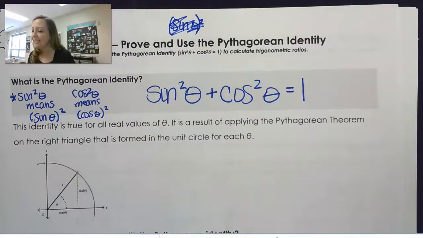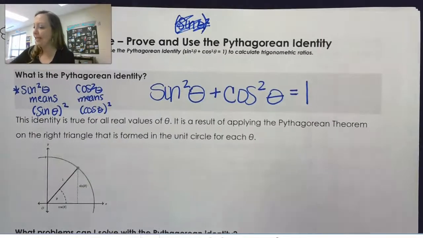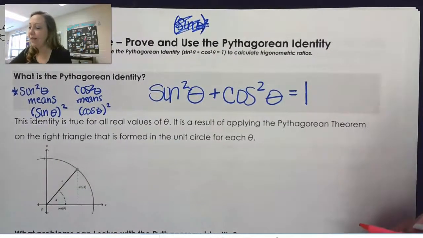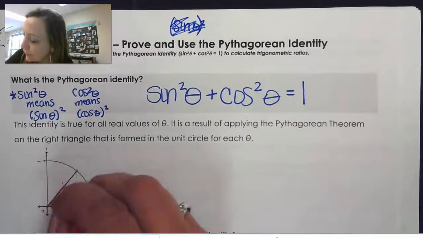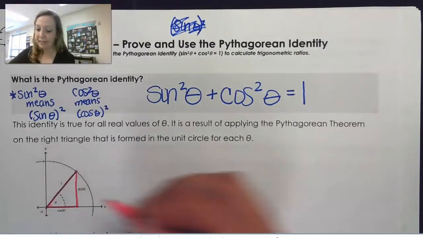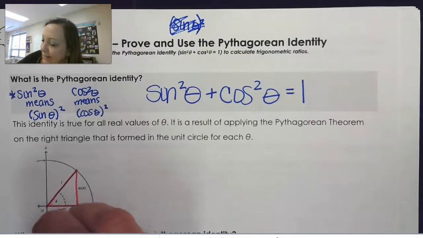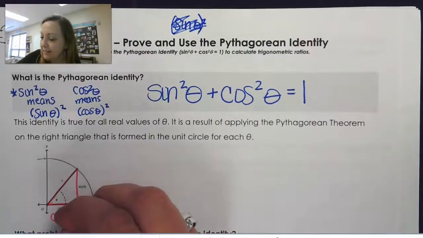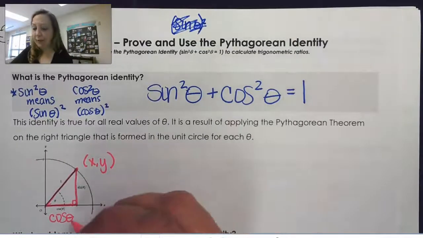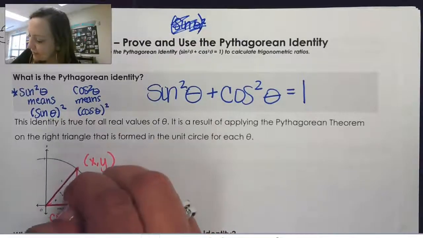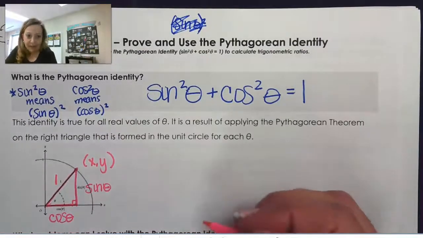All right, so this identity is true for all real values of theta, and it's a result of applying the Pythagorean theorem on the right triangle that is formed in the unit circle for each theta. We know that in the unit circle, we can have these different triangles, all right? And it's hard to see this, but as we move along the unit circle, when we have our ordered pairs x, y here, the x part is cosine theta, and the y part is sine theta, and then in the unit circle, the r value is 1.